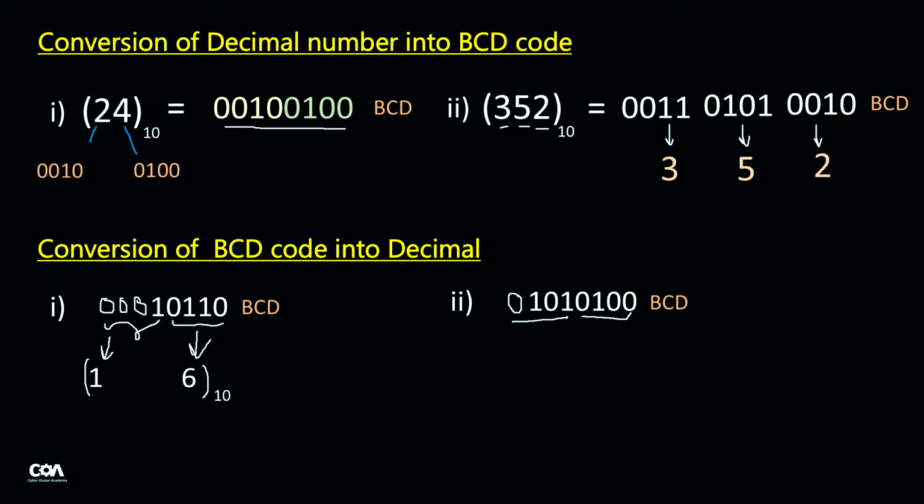So our groups will be divided, and then we will write down the equivalent decimal number of each group. For the first group the equivalent decimal number is 4, and for the second group the equivalent decimal number is 5. So this is basically the equivalent decimal number of this BCD code, which is 54.